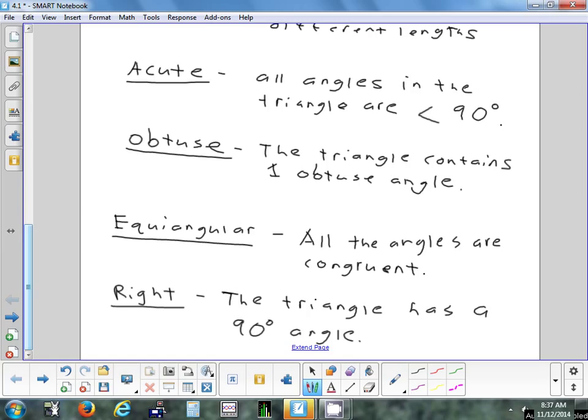So you might have, for example, a right isosceles triangle. That's possible. Or you could have a right scalene triangle. There's all kinds of different combinations here. Could you ever have an obtuse equilateral triangle? No. Those two don't go together. That wouldn't make sense. But there's all kinds of combinations, so we'll look at a few.